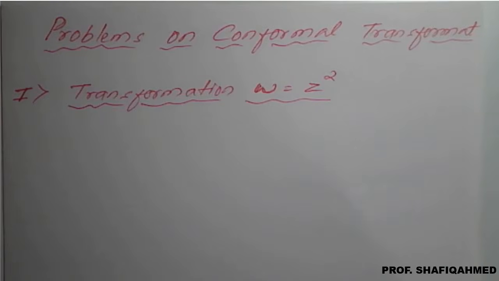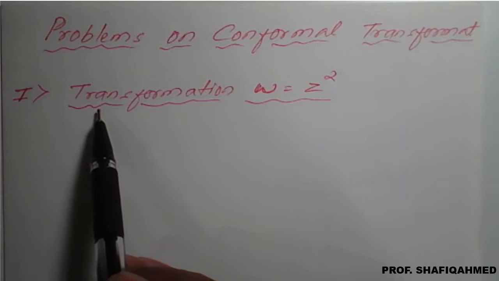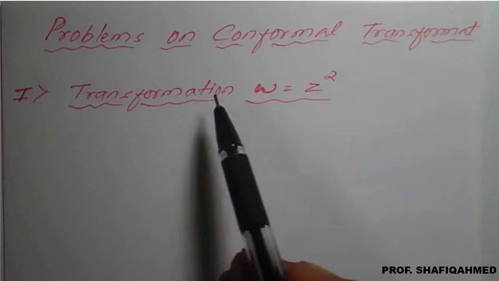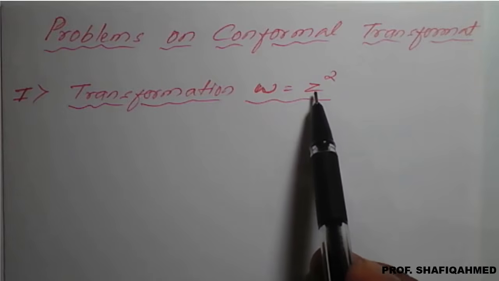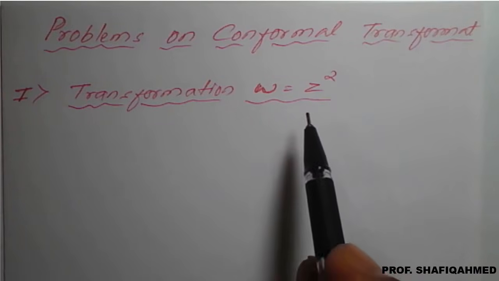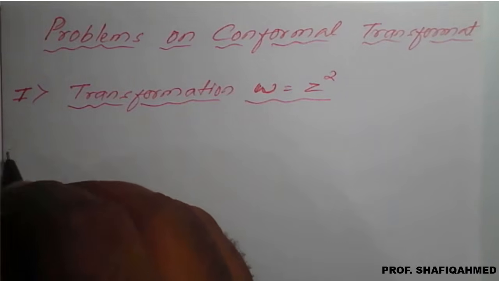Hello everyone. In this lecture, we'll see a problem on conformal transformation. Here, the first kind of example, which is very standard from the examination point of view. We'll see the first conformal transformation, that is omega is equal to z raised to 2. So here we'll see the proof.